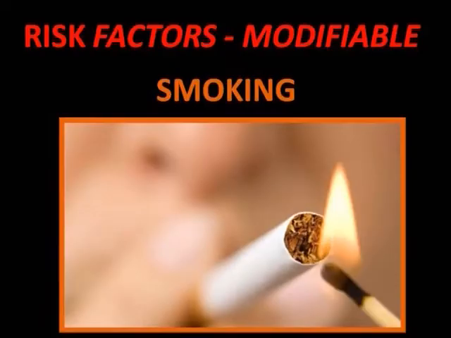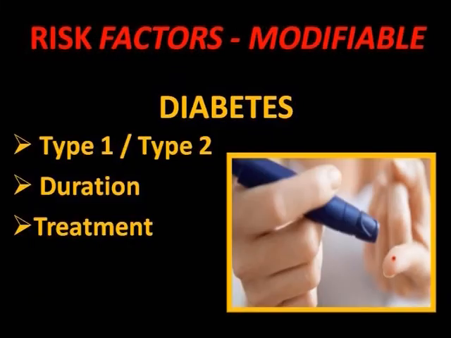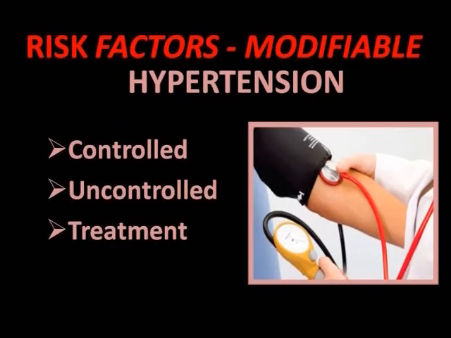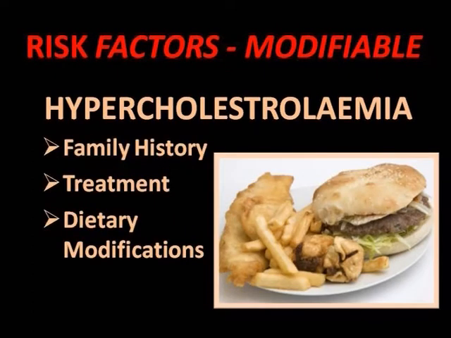In terms of history of the smoking, we need to know for how long has the patient been smoking, what have they been smoking, and for how much have they been smoking. Diabetes. We need to know, is the patient insulin-dependent diabetic or non-insulin dependent diabetic? For how many years have they been under treatment and what treatment they are on? Hypertension. We need to know how long the patient has had hypertension, what treatment they are on, and whether their hypertension is controlled or uncontrolled. Hyperlipidemia. We want to know whether there's a family history of it. We want to know whether the patient is on medication for it, dietary modifications the patient may be doing.